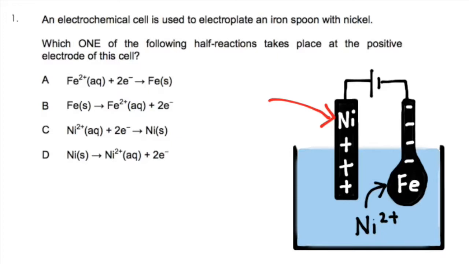And so the question asks us about the positive electrode, so that would be the nickel electrode, and that nickel electrode would corrode away. The nickel will be oxidized, in other words lose electrons to form nickel 2+ that goes into solution. And so D is our correct answer, nickel going to form nickel 2+ plus 2 electrons.